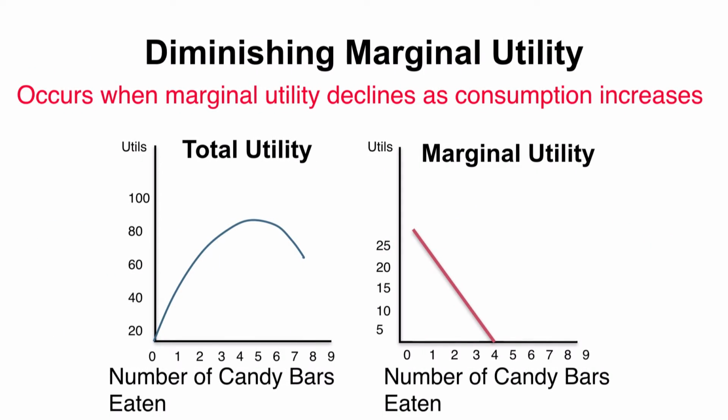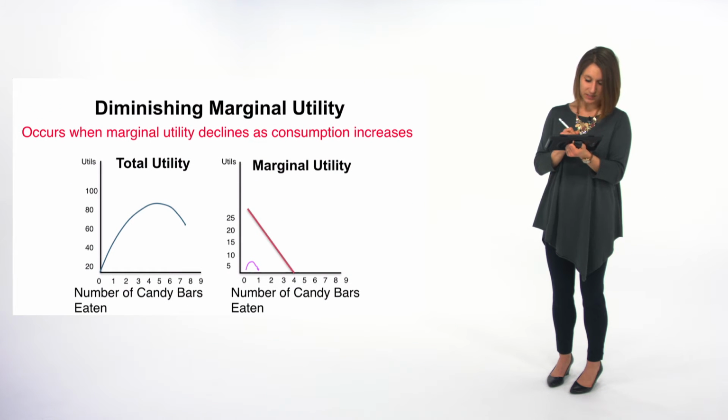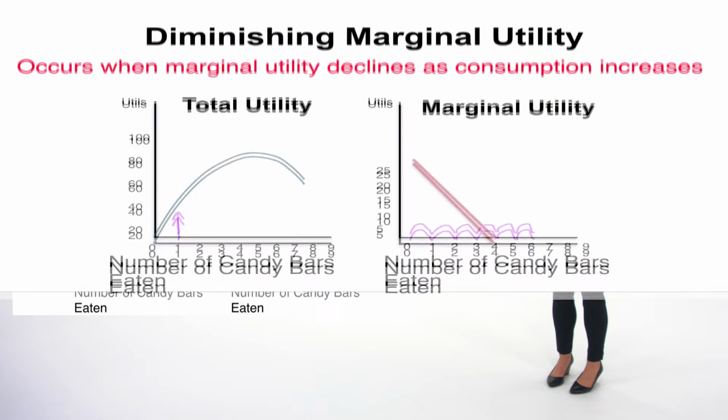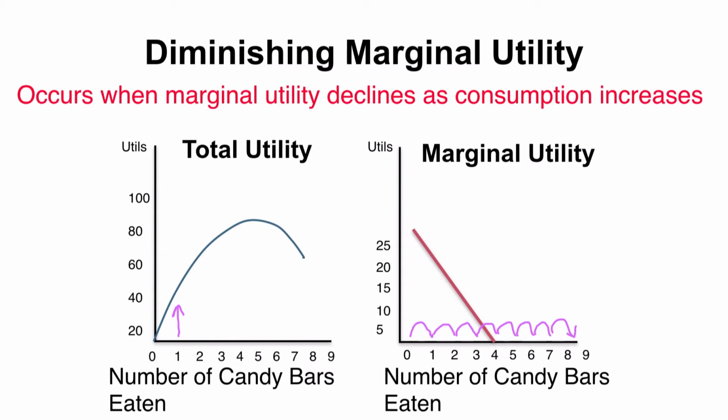Another way to think about this is what we call diminishing marginal utility. This occurs when marginal utility declines as consumption increases. So what we're seeing is that the first candy bar that we eat, going from 0 to 1, gives us the biggest boost in satisfaction. As we continue to increase our consumption of candy bars, our level of satisfaction gets lower and lower. So we gain less and less utility, or less and less satisfaction, with each additional candy bar that we consume. That's what we consider diminishing marginal utility.